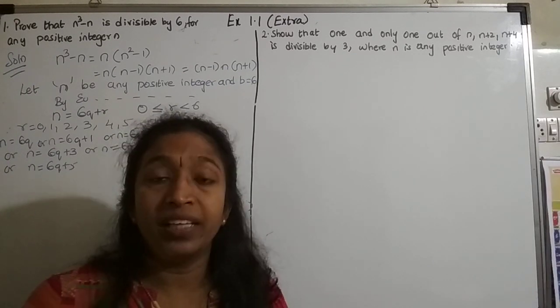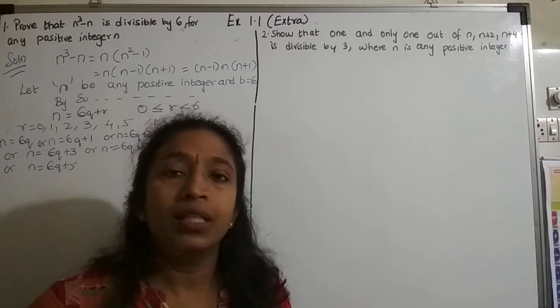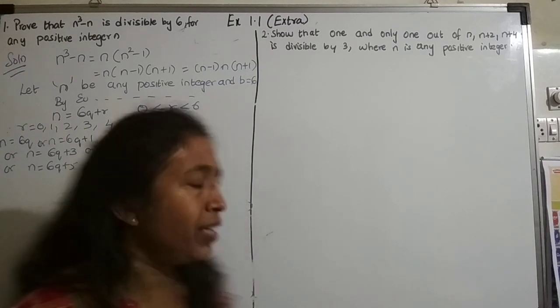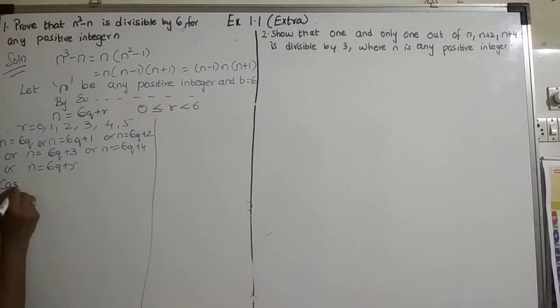Remaining 3 will be for you. I think when the concept is understood, then I hope you will be doing it very easily, right? Let's do the first. Case 1.